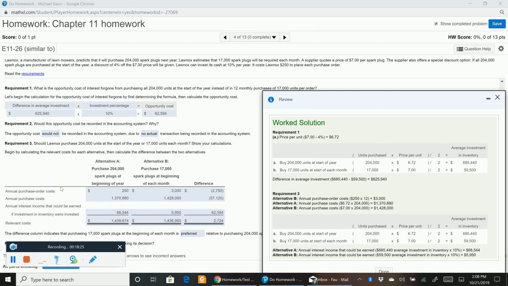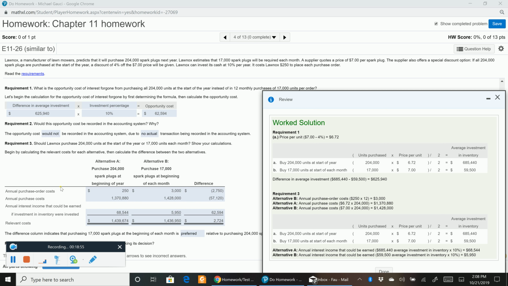In this next problem, we're going to take a look at a company, Lawnux. They manufacture lawnmowers. It predicts it will purchase 204,000 spark plugs next year. So this company, Lawnux, they estimate that 17,000 spark plugs will be required each month. A supplier quotes a price of $7 per spark plug. The supplier also offers a special discount option.